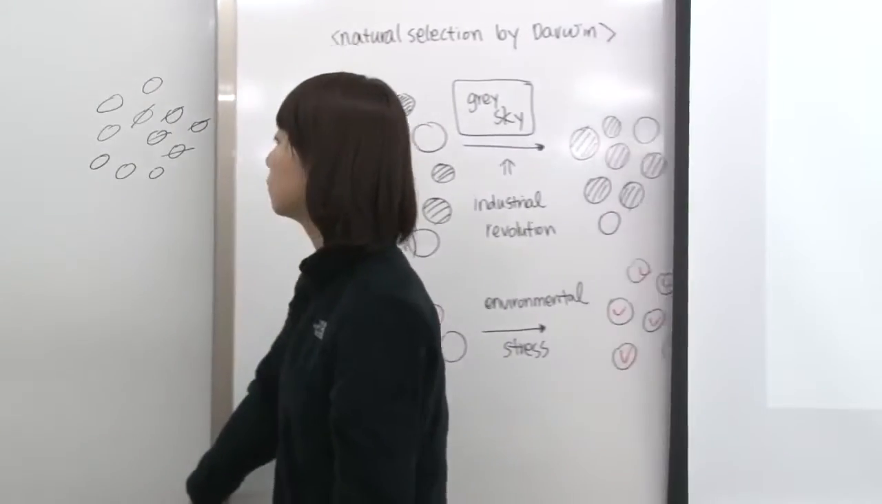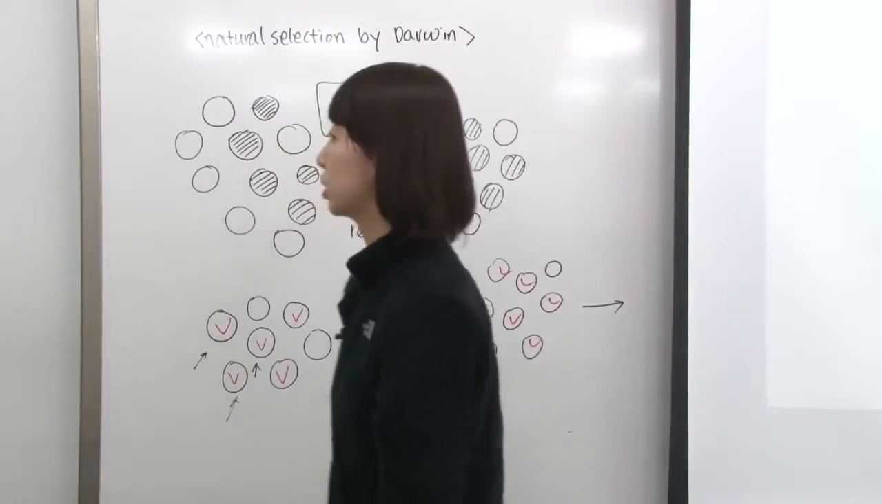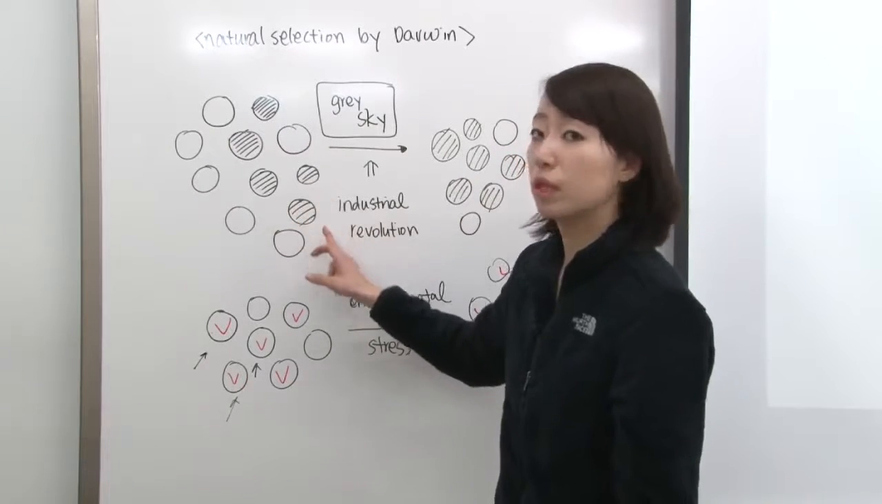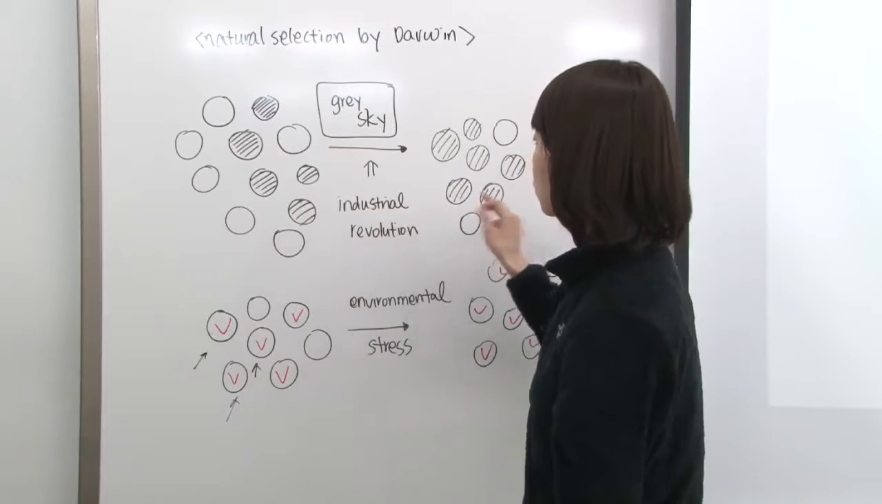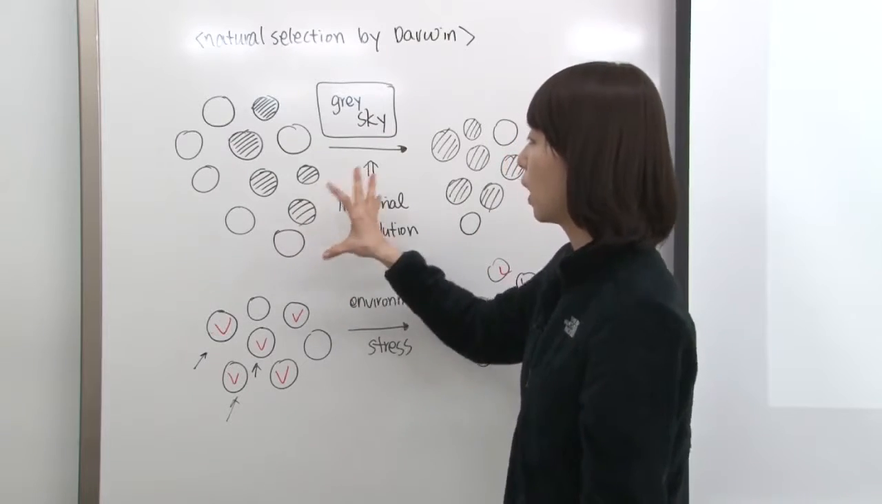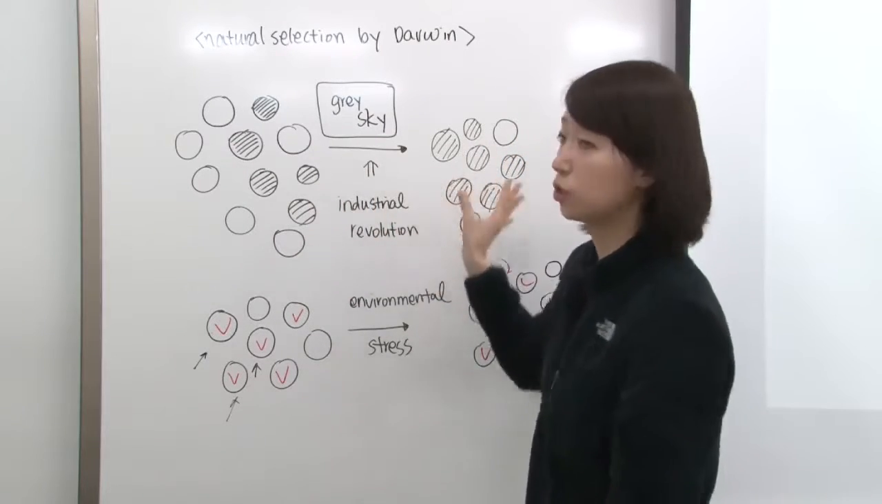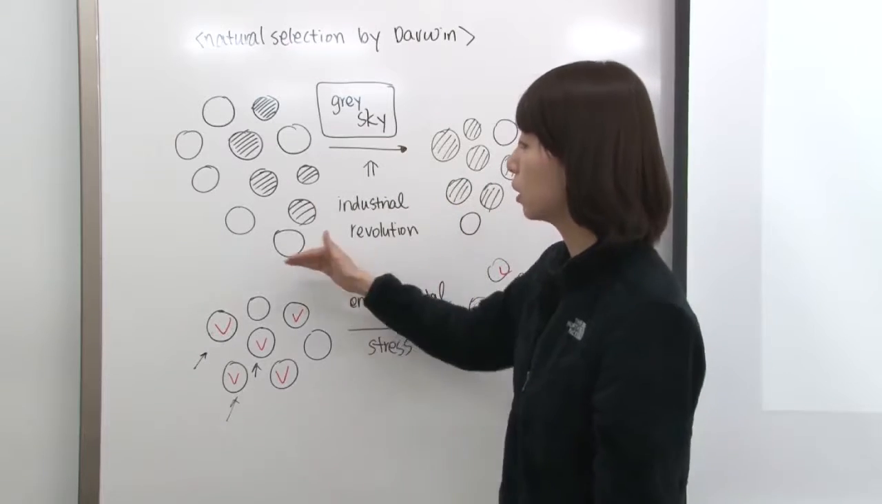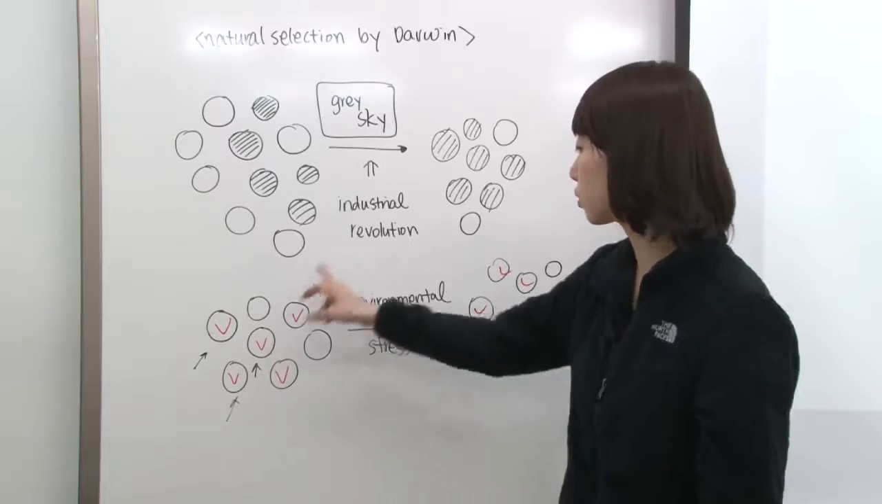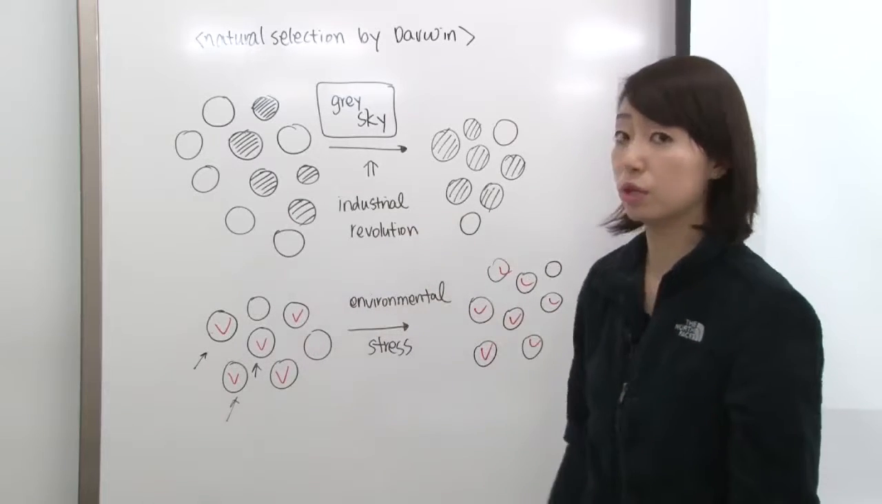So whatever fits better to the environment actually survives better, and that genetic combination is passed along to the next generation. So the frequency of that specific gene increases within the population, right? That's how evolution progresses. This is a general concept of natural selection.